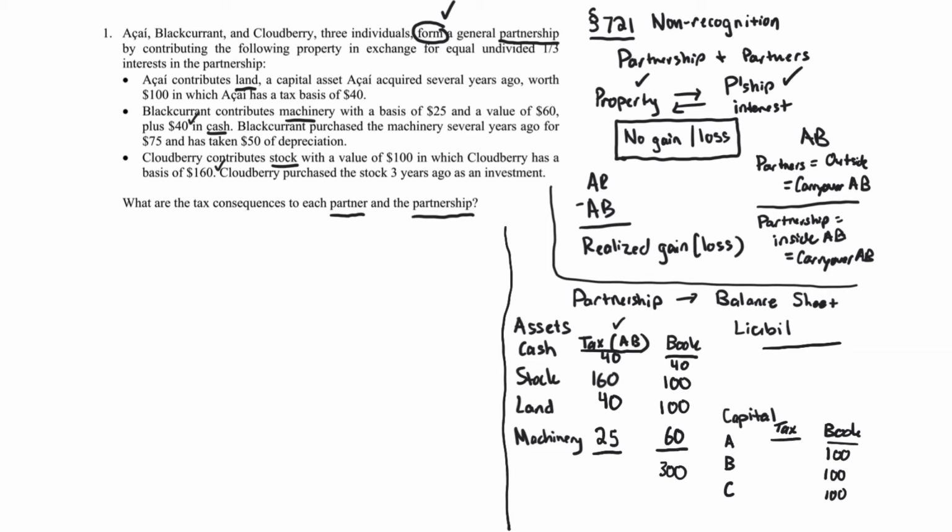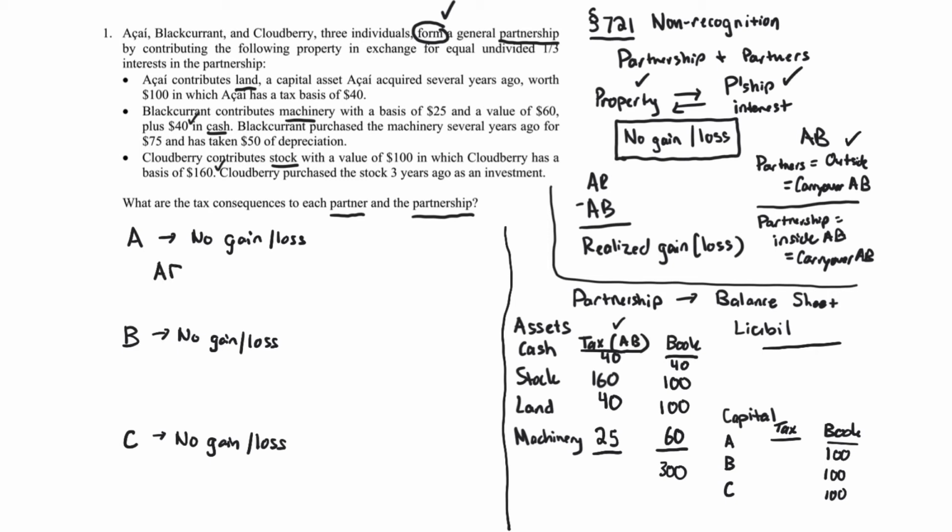So we have the three owners, A, B, and C. Again, each of them have no gain or loss. From there, again, we have to apply the partnership rule, the outside basis rule. So it's just going to be carryover basis. A is giving up just land. The land has a basis of $40, so A's basis in his or her partnership interest is 40.